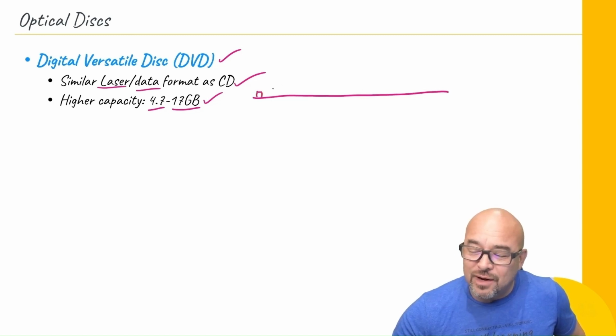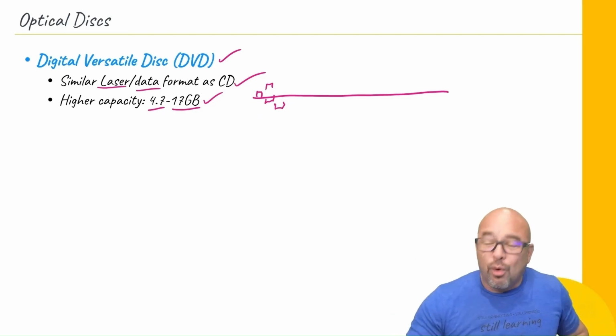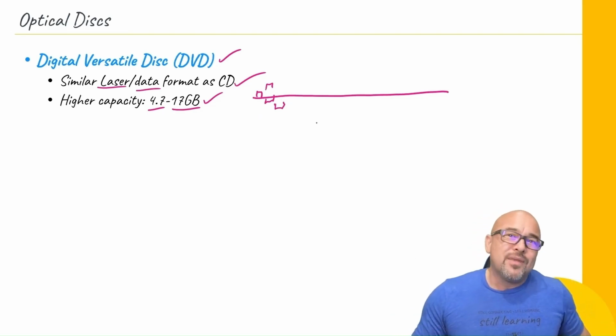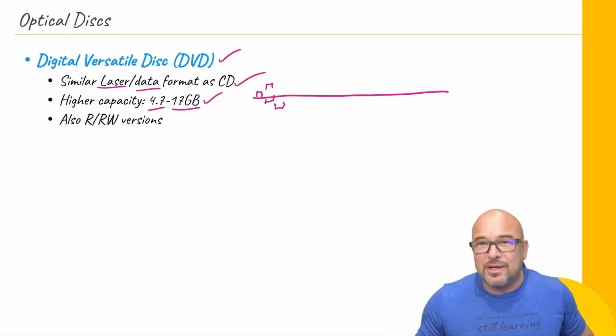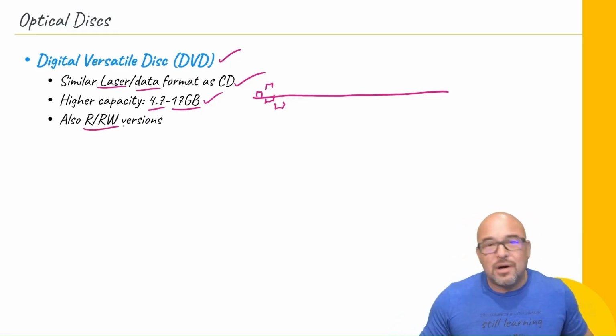So you've got this layer of lands, but now you have a higher level of lands, and this level of pits, and then a deeper level of pits. So it's able to get a two-story or more even on a single media, and that's how they're able to stack the data. There are also read and rewrite versions as well.